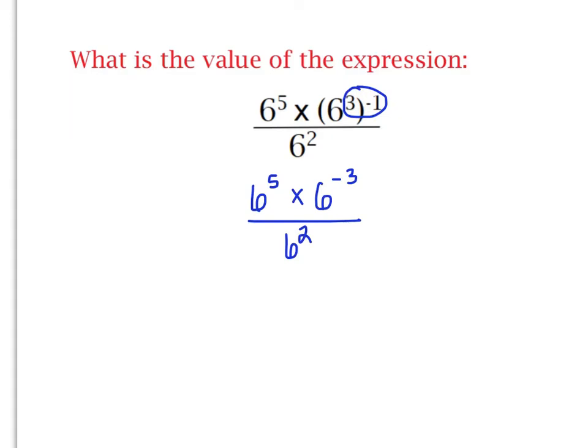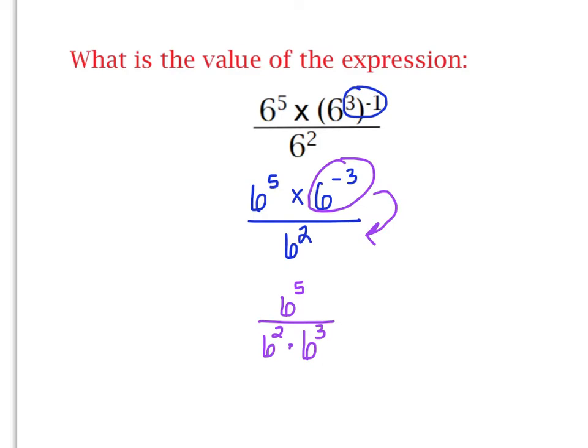Before I start to simplify, I see that I have a negative exponent. So I need to bring that down and make it a positive exponent by bringing it to the denominator. So that means in the numerator, I'm just left with 6 to the 5th. I still have 6 to the second power in the denominator. And now I'm going to multiply that by 6 to the positive third. Remember, we never move our positive exponents.